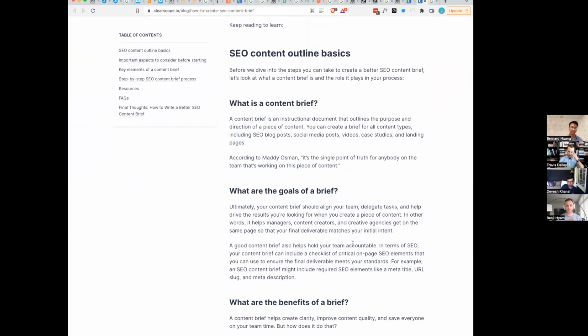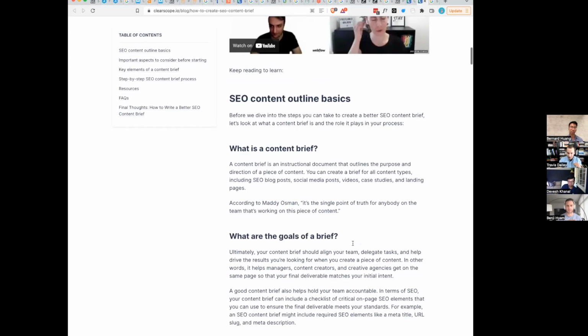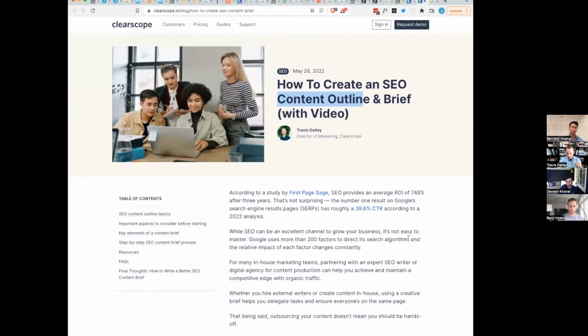Also, one minor stylistic thing: if we go up to the very top, we would probably start the blog post where it says "for many in-house marketing teams" and just remove all the stats. It's a personal preference of mine that if you're Clearscope and you're the authority on SEO, and you then use a third-party stat to prove your point, it takes away from that authoritativeness. Instead, just get into it right away.